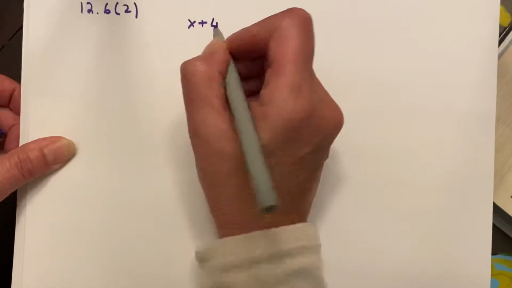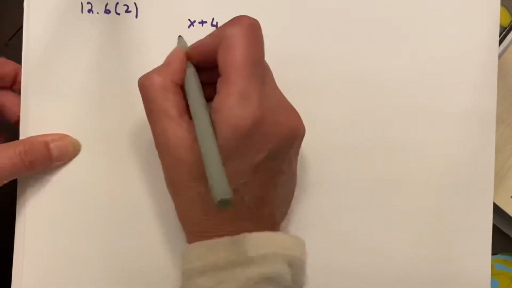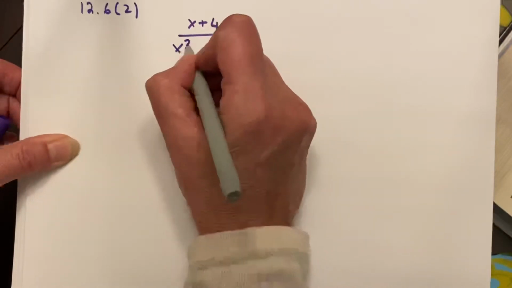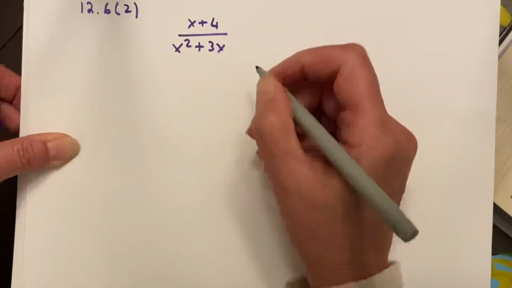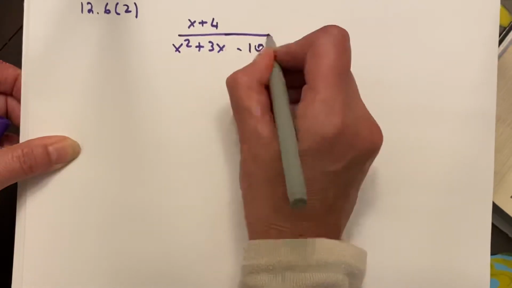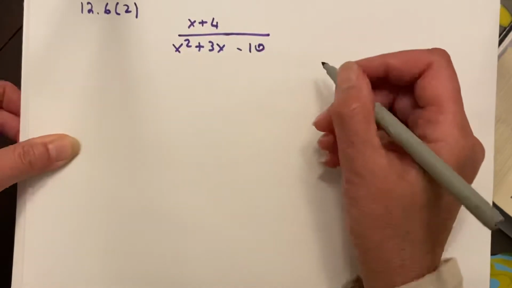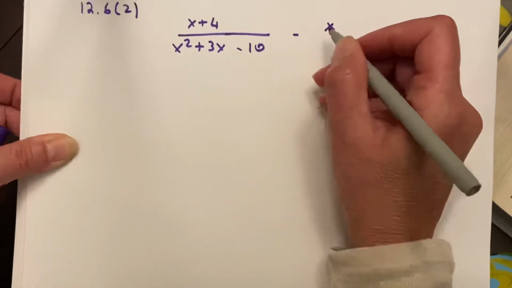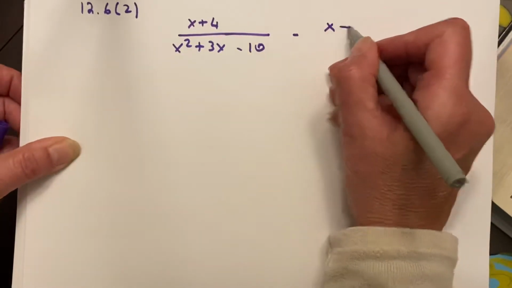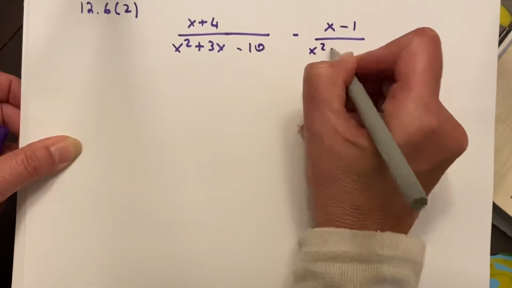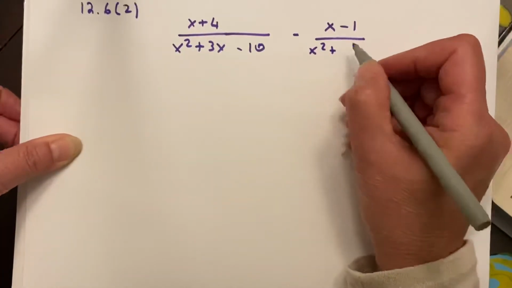x plus 4 over x squared plus 3x minus 10. And we're subtracting from this whole fraction, pardon me, x minus 1 over x squared plus 2x minus 8.